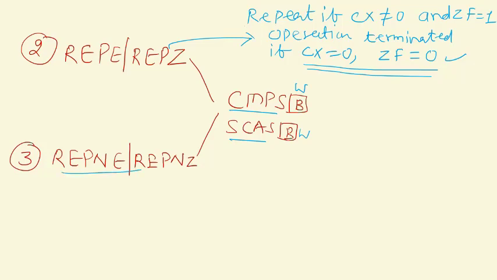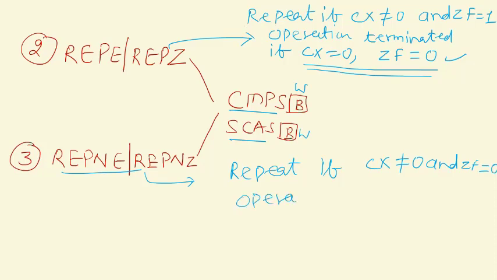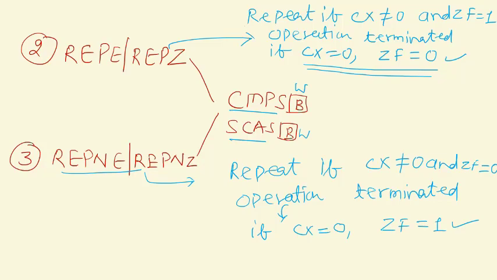सो सिमिलरली REPNE के लिए अगर मैं बताऊं आपको, ये आप पढ़ भी चुके हो लूप ऑपरेशन में, सिमिलरली वैसा ही है जो आपने लूप में पढ़ा है. So repeat if CX is not equal to 0 and zero flag is 0. And similarly we can say operation will get terminated, operation terminated if CX is 0 or zero flag is equal to 1. Okay.